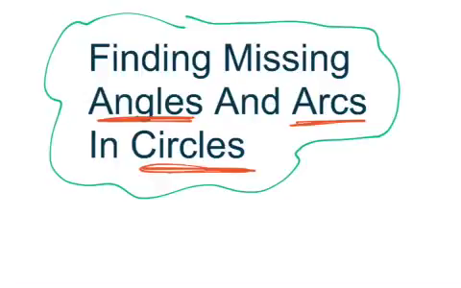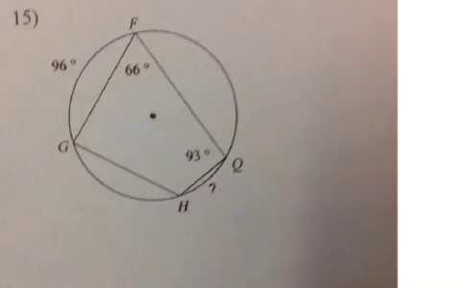Okay, ladies and gentlemen, this video is on finding missing angles at arcs in circles. So this is problem 15, obviously, from today's worksheet. I want you to notice there's a 66-degree angle right there, correct? Well, if we look at that 66-degree angle, I know that if I do 66 times 2, I know that from here to there, that arc is 132 degrees.